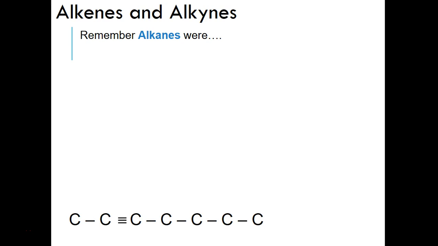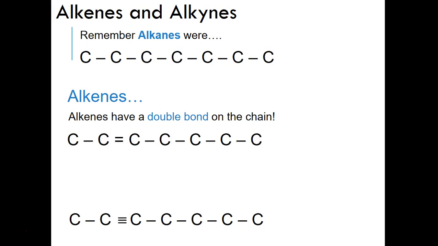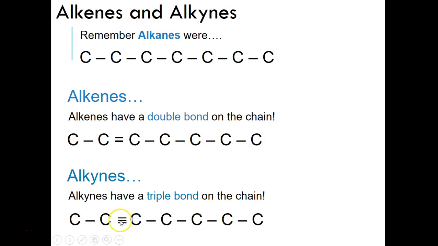If you remember what alkanes are from our previous videos, you know that they are single bonded carbon chains, very long chains. Our alkenes now have a double bond on that chain. So you can see that there's a double bond right over here. Our alkynes, if you remember, have a triple bond.